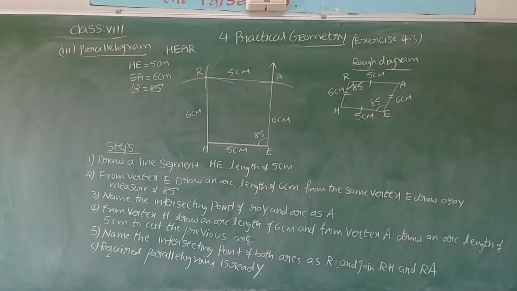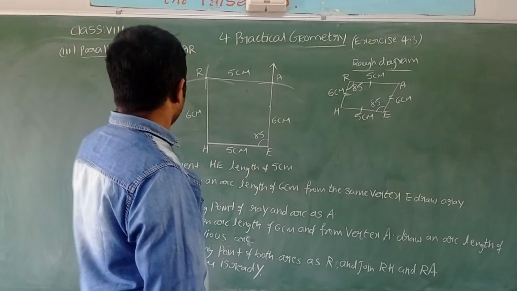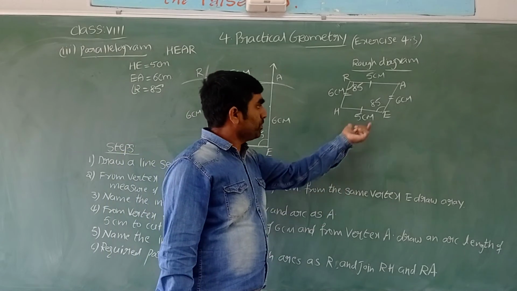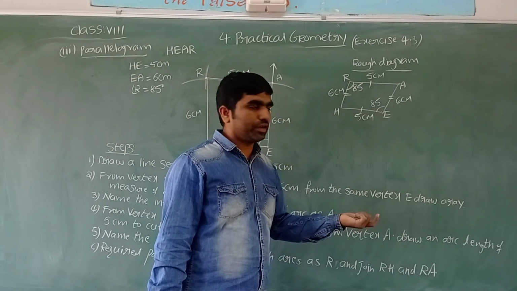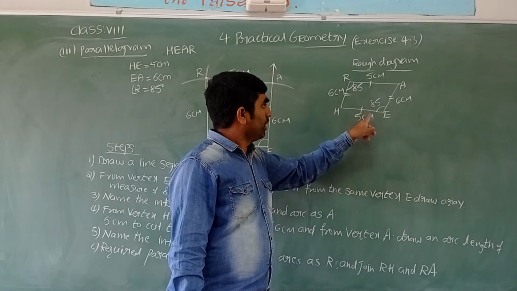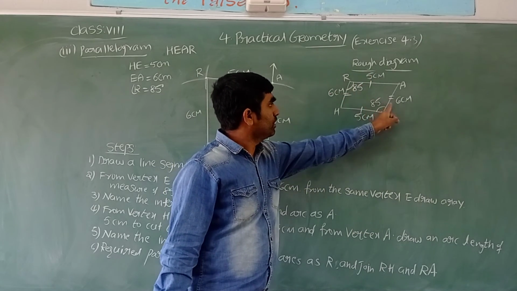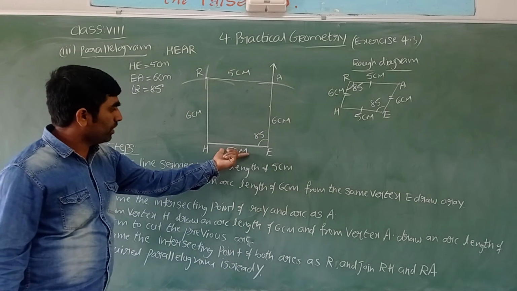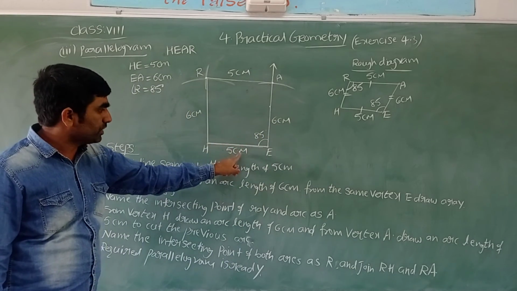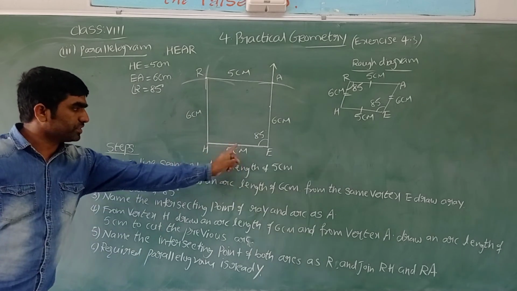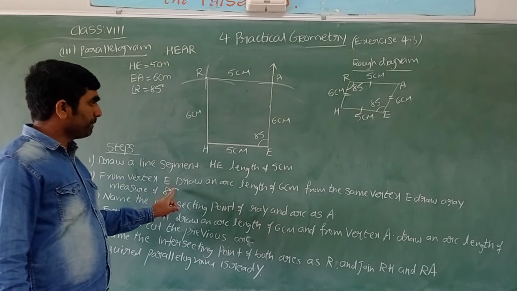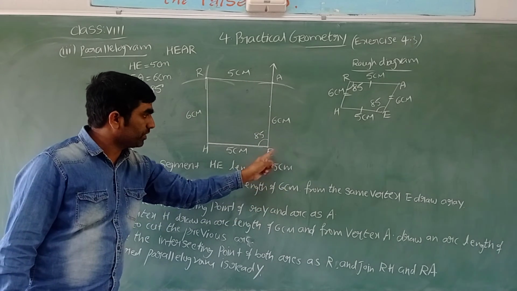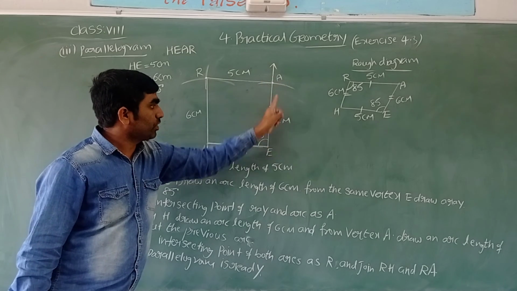Yes, we can see the construction steps once more. With the help of the given measurements, first I draw one rough figure. It is a special type of quadrilateral, a parallelogram, in which opposite sides are equal and opposite angles are equal. From the rough figure, first we draw a line segment of length 5 centimeters. From vertex E, draw an arc of length 6 centimeters.